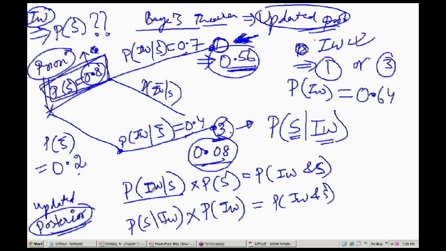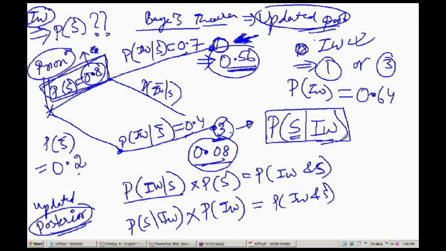Can it be written like this? Can we say that the probability of India winning and Sachin playing is the probability India will win given Sachin has played, into the probability of Sachin playing? The same thing can be written like this, because we are interested in finding out the probability that Sachin has played in the match given India has won. So it can be written like this.